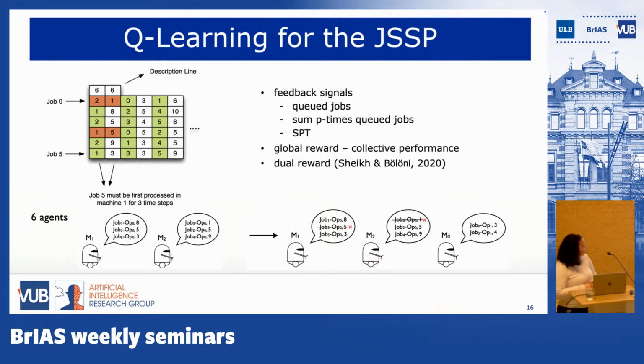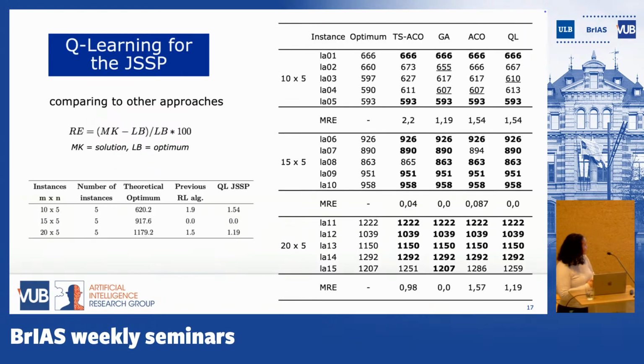We also tried with the global reward, so we also want to play with the collective performance, because at the end, if each agent is acting on its own, where is the global solution taking advantage from? So we also tried with the dual reward, and then we were also giving every agent a feedback signal every time an action was taken, but we also took into account the quality of the solution that was built at the end.